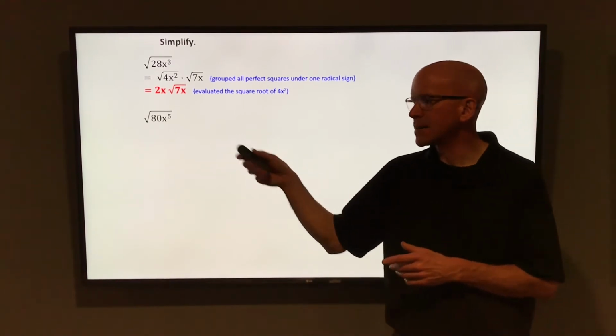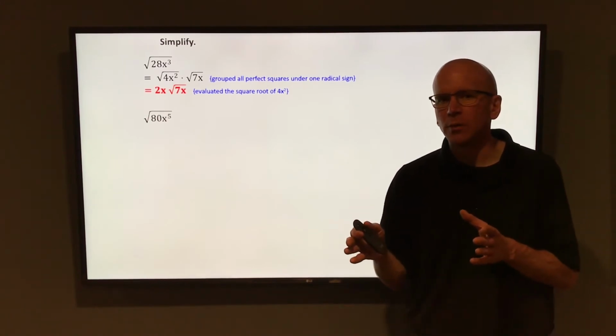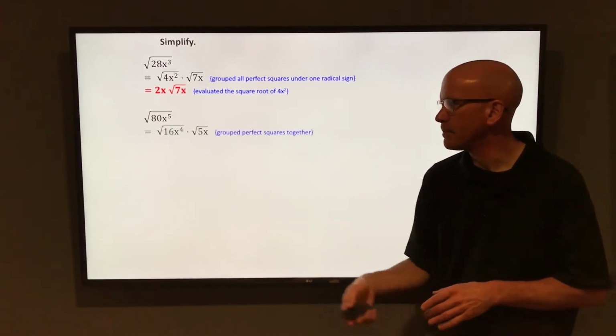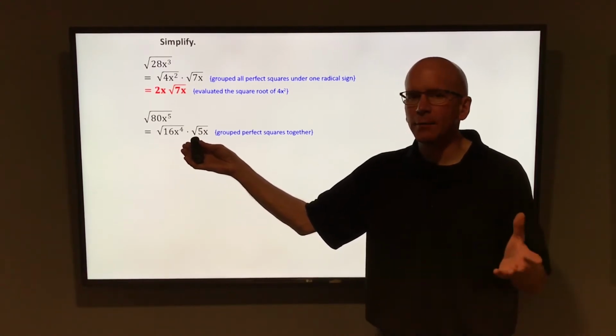You have the square root of 80x to the fifth. So you want to break that 80 into two factors where one of them has a perfect square root and the other one will not break down again. It's going to break the square root of 80 into the square root of 16, and then the square root of 5 will not break down again.